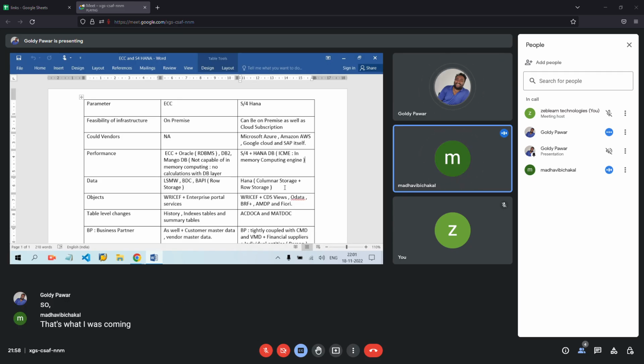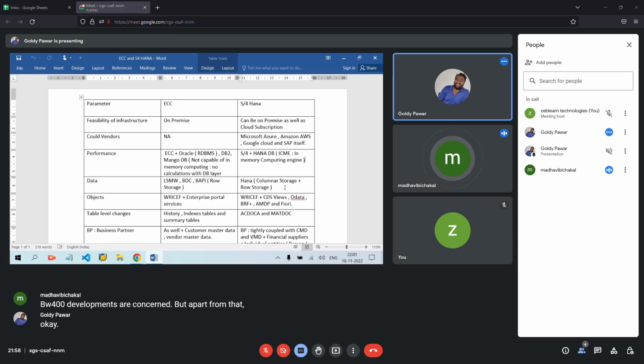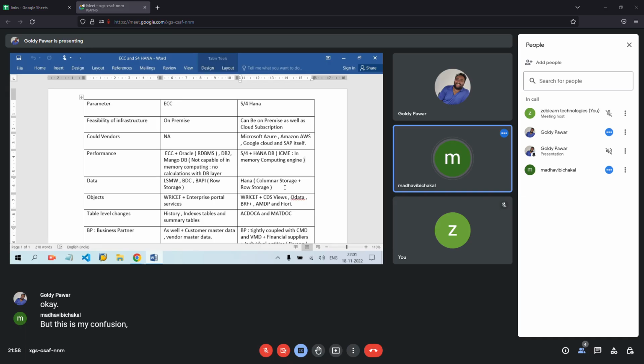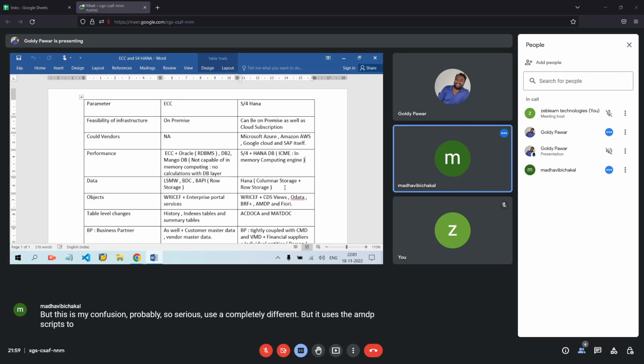What I could actually see is CDS views are extensively used as far as BW for HANA developments are concerned. But apart from that, I saw some AMDP. Please correct me if this is my confusion. CDS views are completely different, but they use AMDP scripts, the AMDP language, to do the coding in the CDS views. Is that understanding correct?